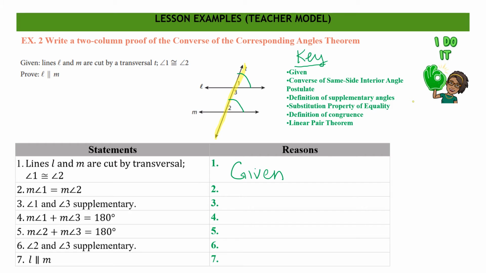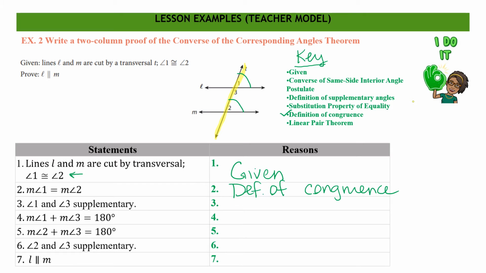Statement number 2 says that the measure of angle 1 is equal to the measure of angle 2. Well, if we look back to statement number 1, it tells us that angles 1 and 2 are in fact congruent. So if I have two angles that are congruent, I know that congruency does mean equality. So if two things are congruent, they are also equal. And the reason would be the definition of congruence. And we see that's one of our options here.